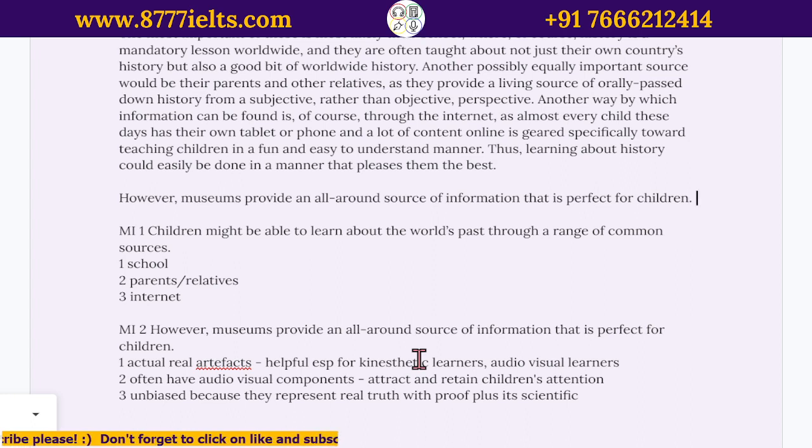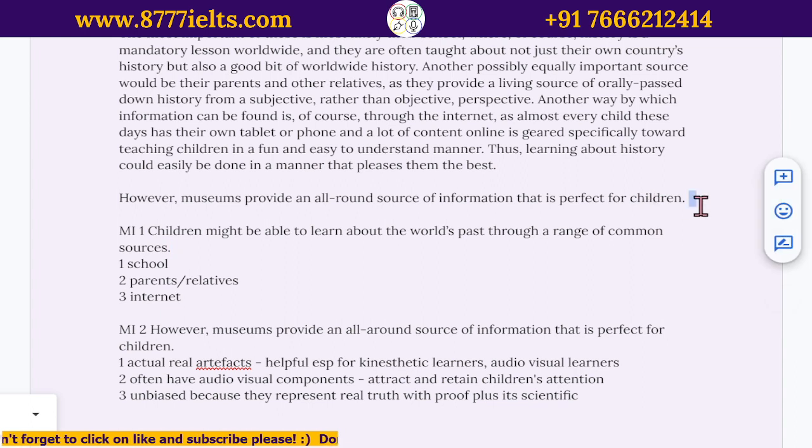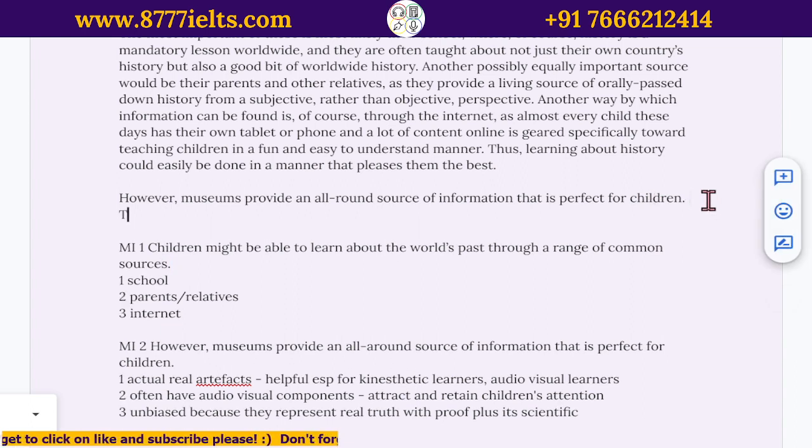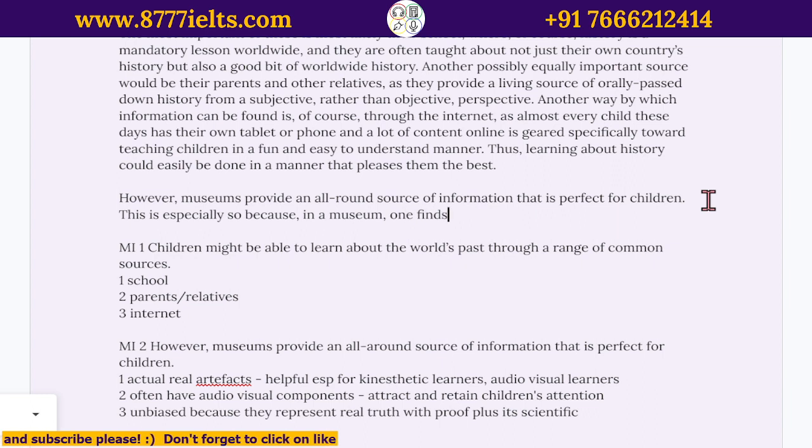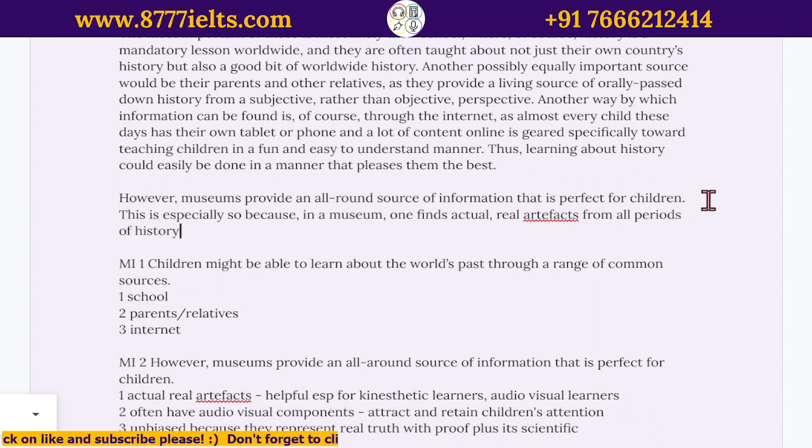Museums provide an all-round source of information that is perfect for children. This is especially so because in a museum, one finds actual, real artifacts. By the way, there's two spellings. You can use whichever one you like. Actual, real artifacts from all periods of history.